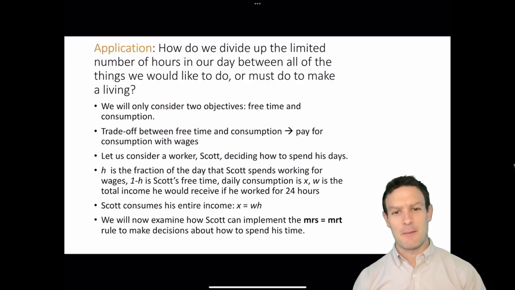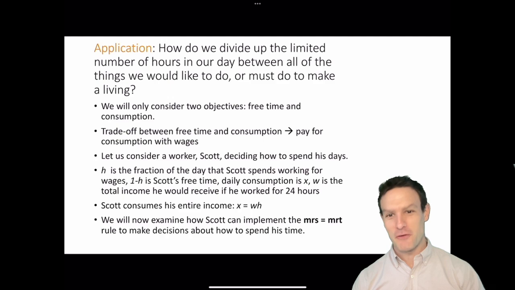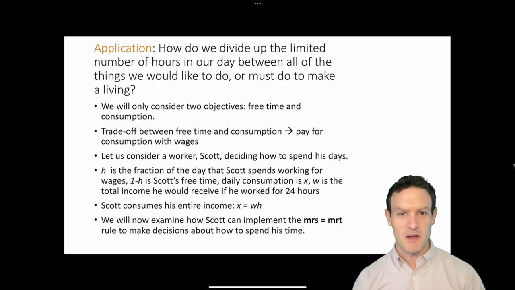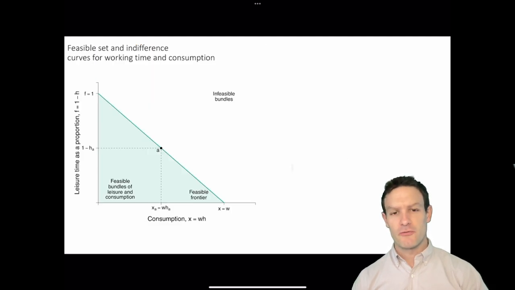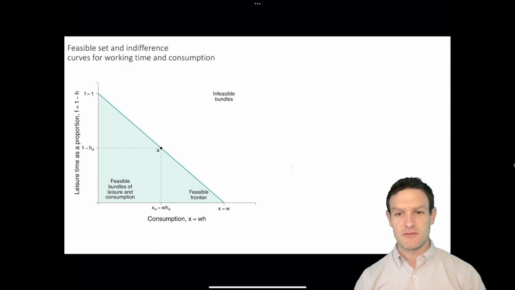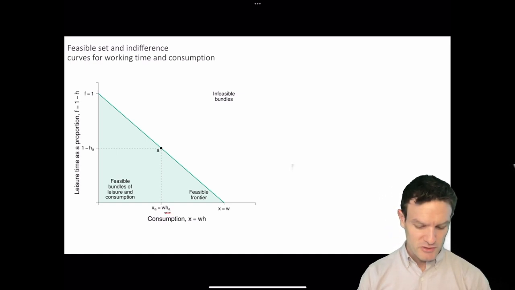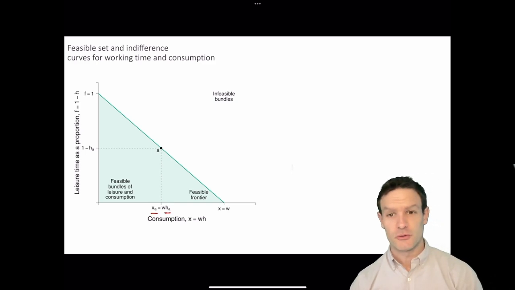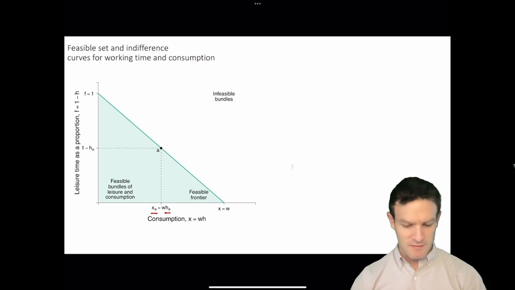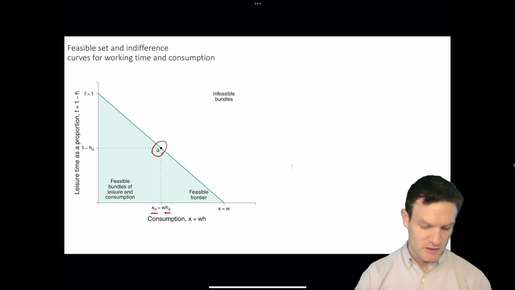So we're going to now examine how Scott will implement this marginal rate of substitution equal to marginal rate of transformation condition to make decisions about how to spend his time. So the first thing we want to start off with is if Scott works a certain number of hours, HA, then his wages that he receives are going to be equal to W times that fraction of the day that he spends working, W times HA, and therefore his consumption at that point is going to be equal to XA, right? And that's all corresponding to this point over here, A.